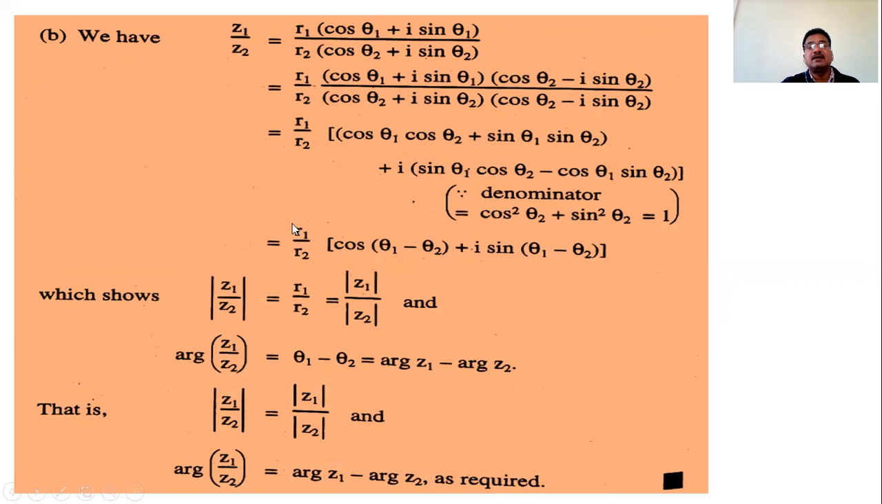And what does this indicate? That R1 by R2 is the modulus of this number. That is, modulus of Z1 by Z2 is what? R1 by R2. And what is R1? R1 is modulus of Z1, R2 is modulus of Z2. And theta 1 minus theta 2 is argument of Z1 by Z2. Argument of Z1 by Z2 is what? Theta 1 minus theta 2. Theta 1 is argument of Z1, theta 2 is argument of Z2. And that is, we have mod Z1 by Z2 is mod Z1 divided by mod Z2. And argument of Z1 by Z2 is argument of Z1 minus argument of Z2. So this is an important theorem.